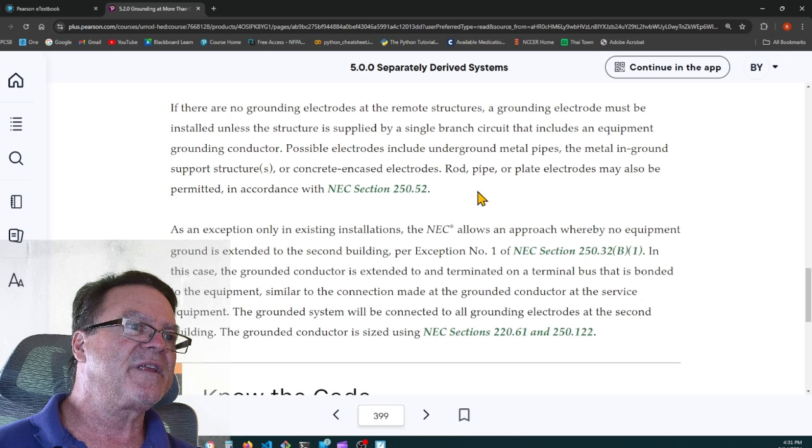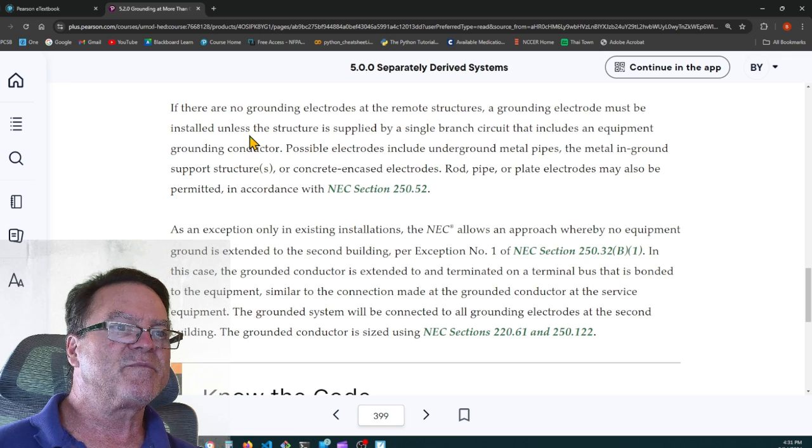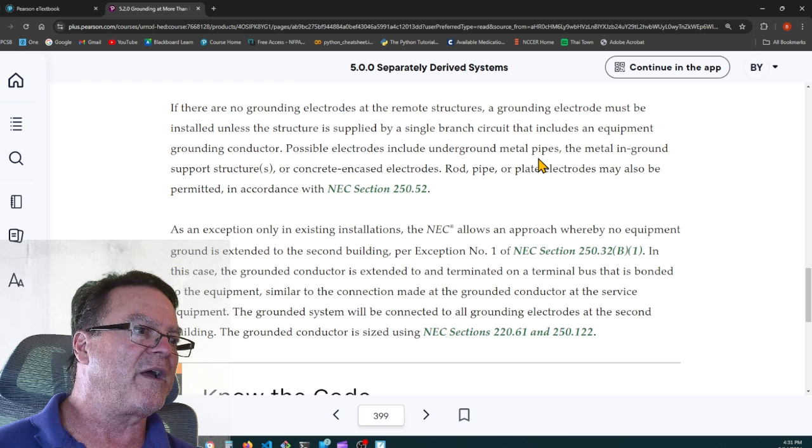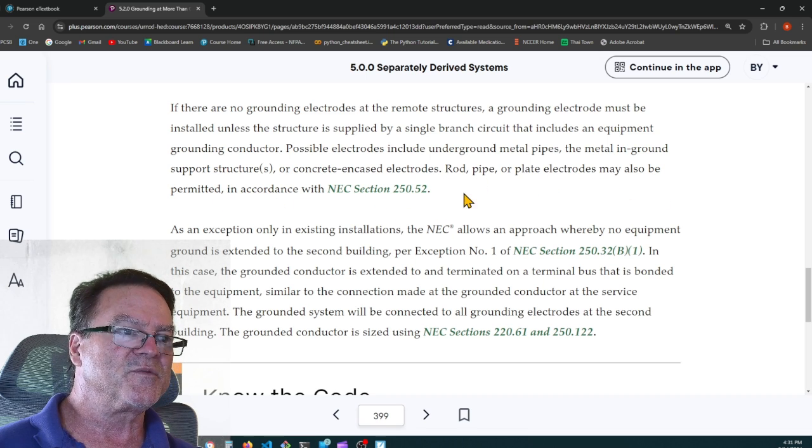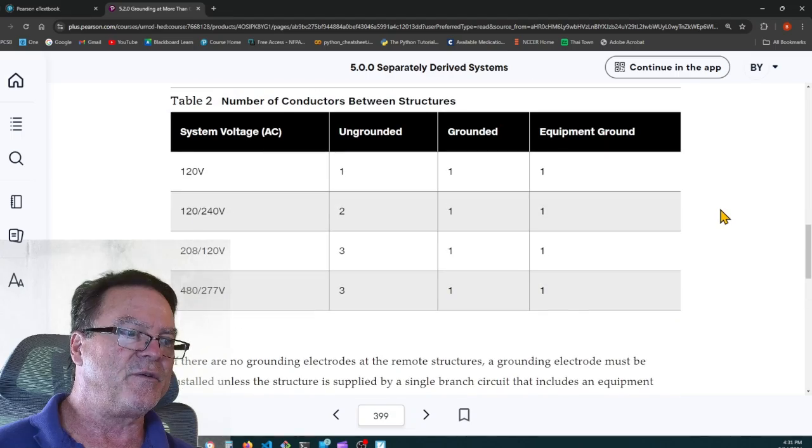If there are no grounding electrodes at the remote structure, a grounding electrode must be installed unless the structure is supplied by a single branch circuit that includes an equipment grounding conductor. Possible electrodes include underground metal pipe, metal in-ground support structure, or concrete encased electrodes. Rod, pipe, or plate electrodes may also be permitted in accordance with NEC section 250.52.